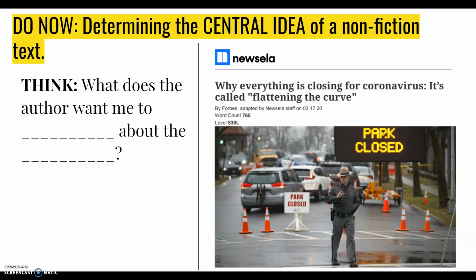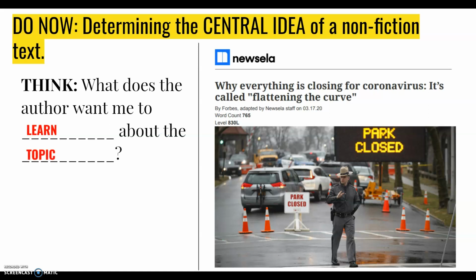Our do now is more of a reminder. In lesson one, I was reviewing how to determine the central idea of a nonfiction text, and this is going to be really important to finding the author's purpose. I just want you guys to remember that when we are finding the central idea, you are going to be thinking, what does the author want me to learn about the topic?